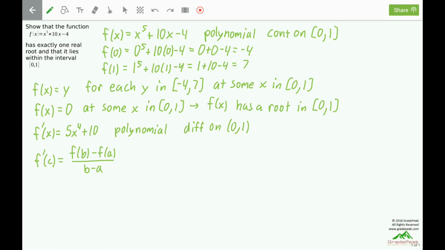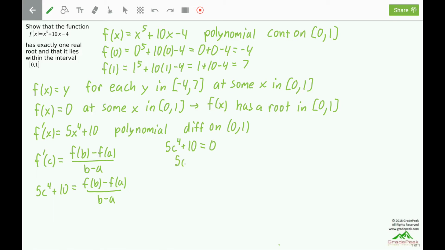F prime of c can be evaluated by plugging c into f prime of x. That will give 5c to the fourth plus 10, and that equals f of b minus f of a over b minus a. Let's look a little bit closer at the derivative evaluated at c. 5c to the fourth plus 10. And let's find where this might equal 0.